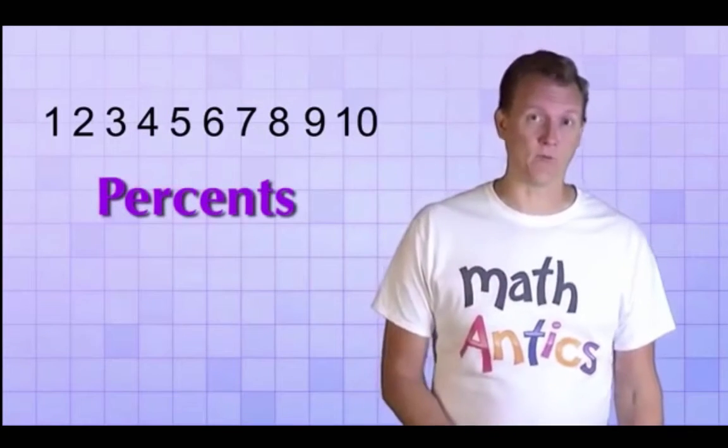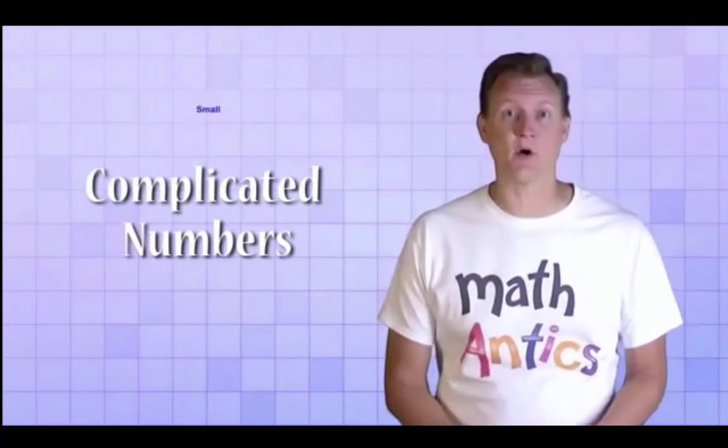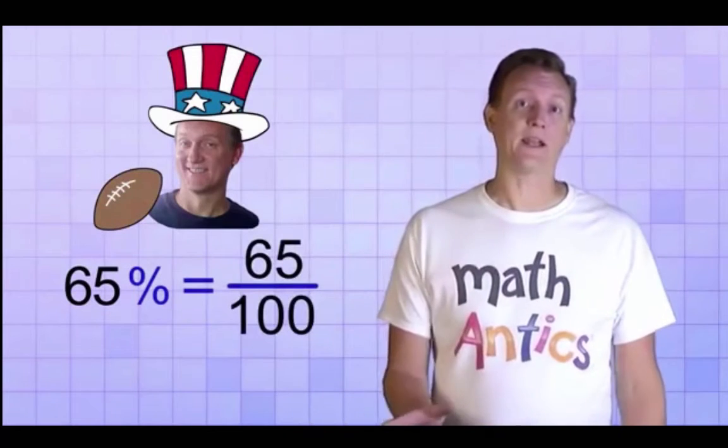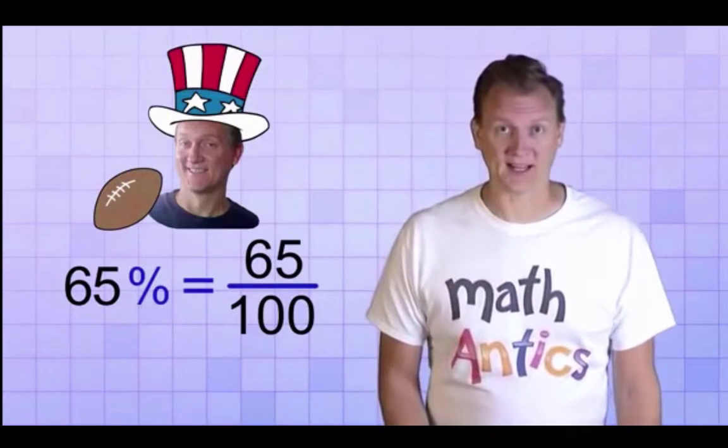And that's especially helpful when we're dealing with complicated numbers, like numbers that are either really small or really big. Remember our example about Americans in football? We used 65% to describe how many like watching it. Well, the actual numbers might look something like this.